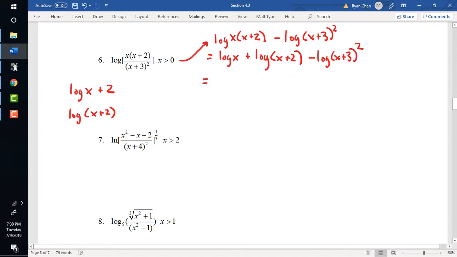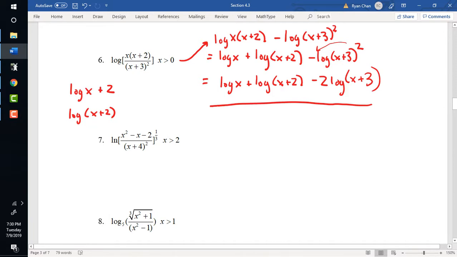The only thing I need to do is I noticed that I have x plus 3 quantity squared. So the 2 is going to move down and everything else stays the same. But then the last part is going to be minus 2 times log of x plus 3. We're following. And that's pretty much it. So just make sure you slow down and do a little bit at a time.